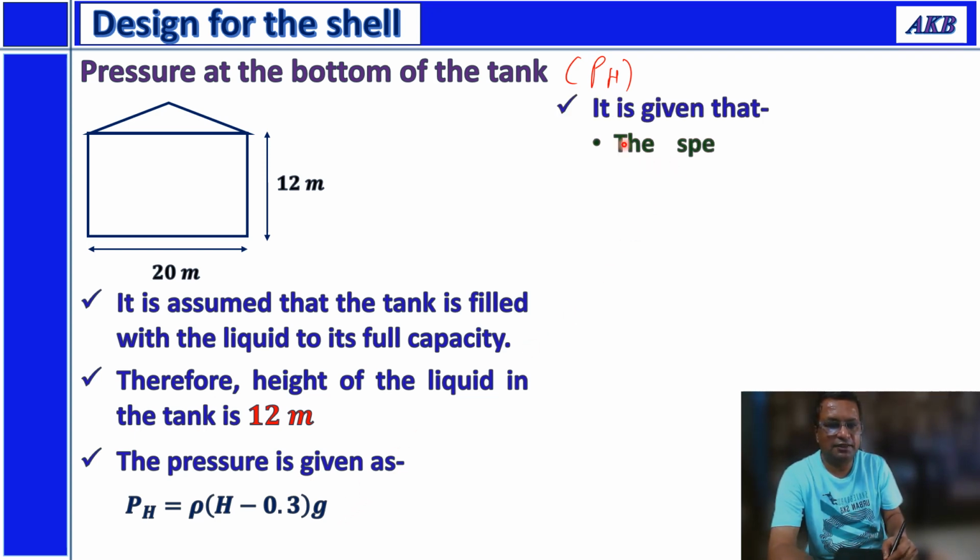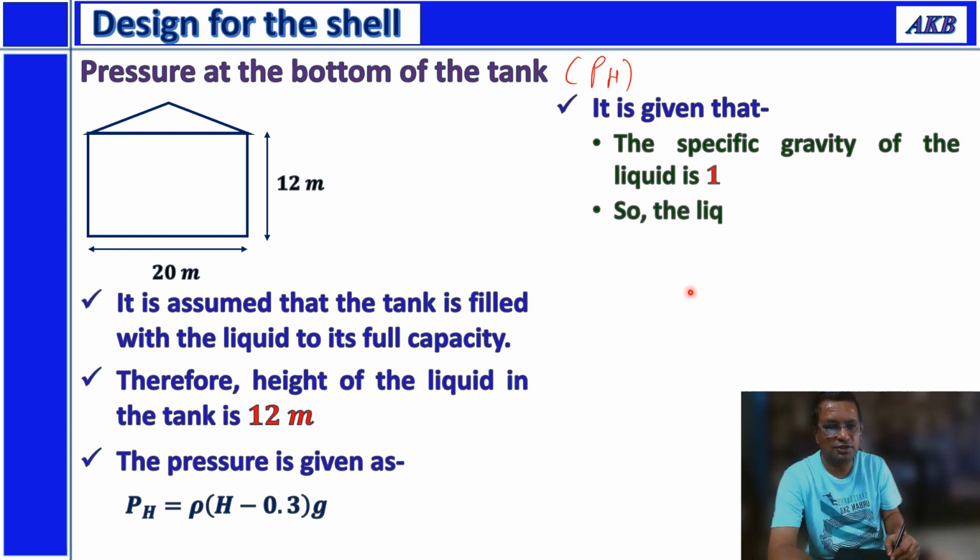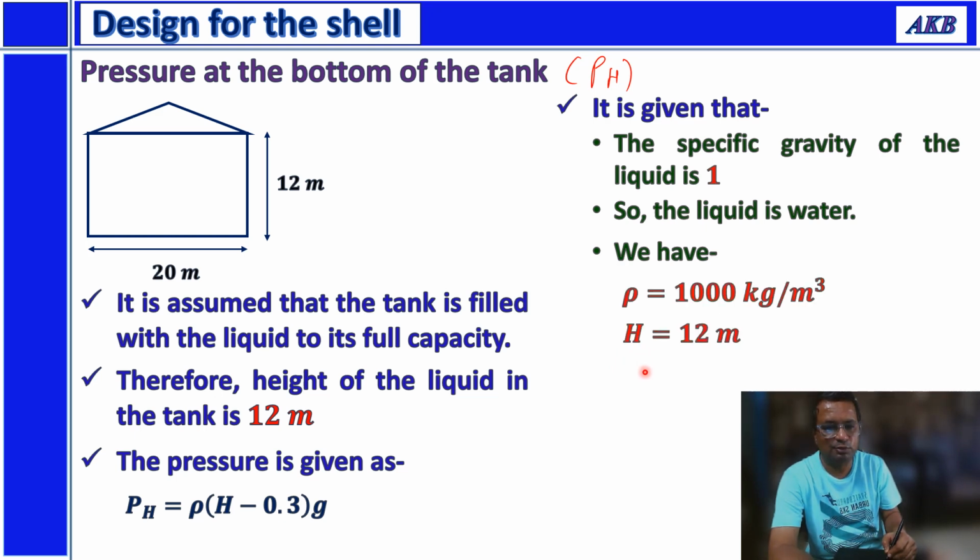Now in the data it is given that the specific gravity of the liquid is 1. That means the liquid is nothing but water. So the liquid is water, and for water you have density as 1000 kg per meter cube. Height of the tank is given, it is 12 meter. G is 9.81 meter per second square.